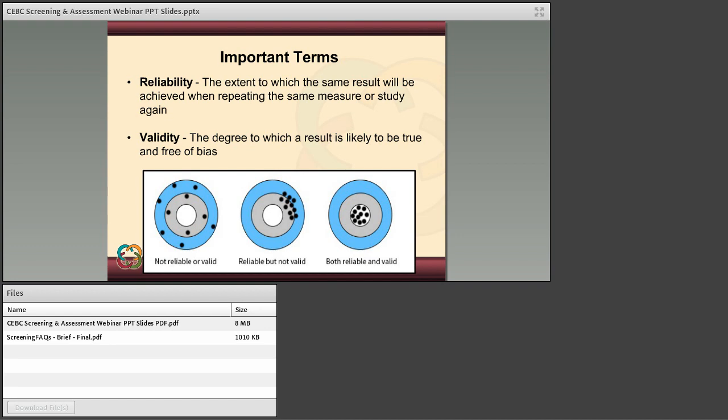So starting on the bottom left, you'll see that the tool is neither reliable nor valid because it isn't hitting where it should be, and it's kind of scattered all over the place, so it's really anyone's guess where it'll land next. In the middle, you'll see an example of a reliable but not valid tool, which is not landing where it should be, but it's at least hitting in a consistent area. And then on the right-hand side, you'll see a tool that is both reliable and valid, so it's consistently hitting where it should be.